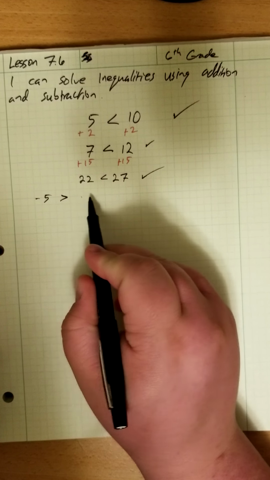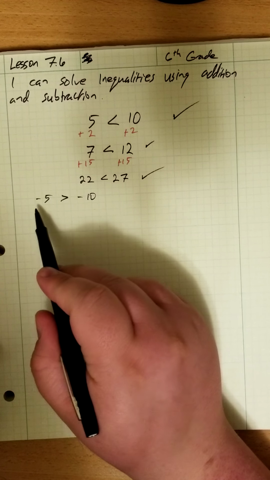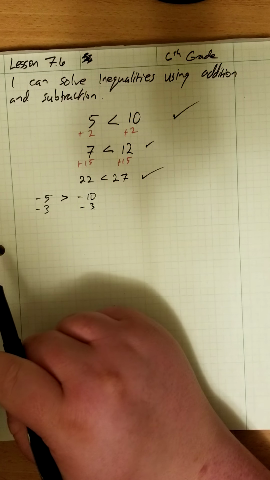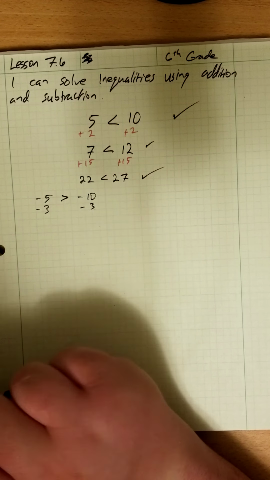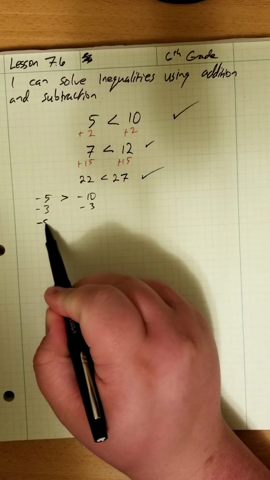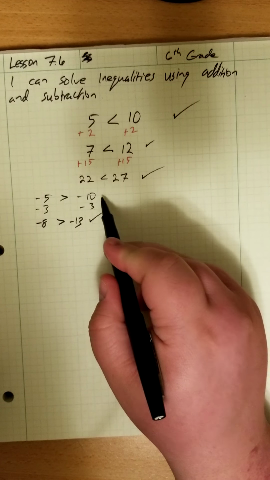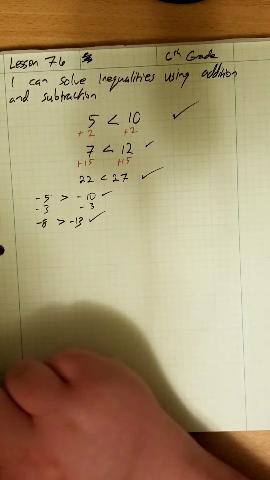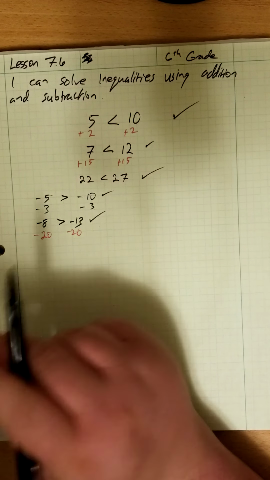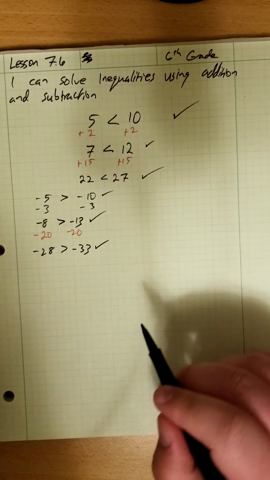Negative 5 is greater than negative 10. What if I subtract 3 from both sides? Oh, that should have been in red. Oh well. If I subtract 3 from both sides, negative 5 minus 3 is negative 8. Is negative 8 still greater than negative 13? Wow! And what if I then subtract 20 from both sides? This is negative 28. This is negative 33. Oh my goodness, it's still the same.